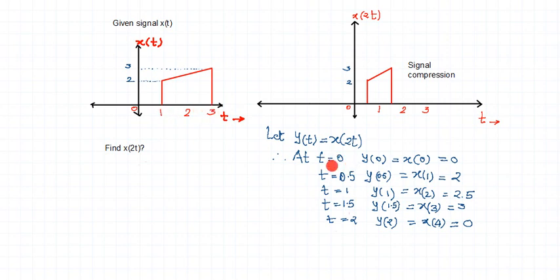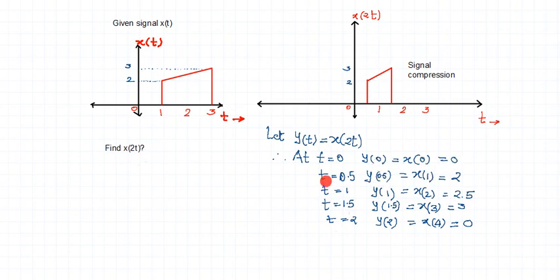Everywhere else it is 0. So when you scale, we have to look at these values 1, 2, 3. Let me start at t is equal to 0. When I put t equal to 0, what is y of 0? If I put the t value here, 2 into 0 results in x of 0. Where do I get this value? I get this value in the original signal. What is x of 0? X of 0 is 0, and hence y of 0 becomes 0.